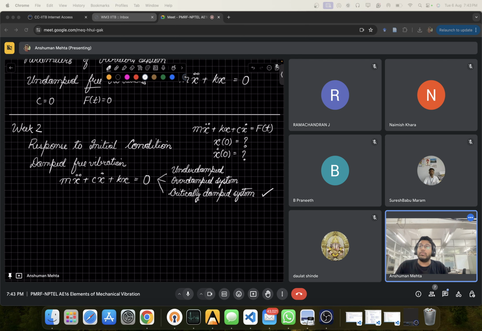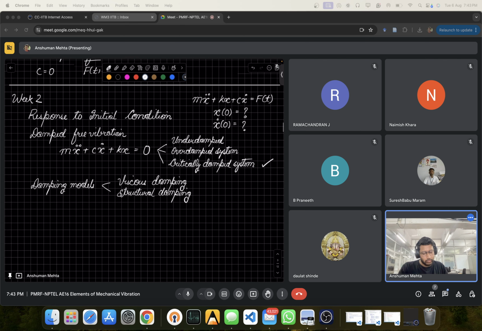Next is damping model. There are two damping models which we just covered, which are viscous damping and structural damping. There is one more kind of damping called Coulomb damping, but that is not there. So this is week 2.